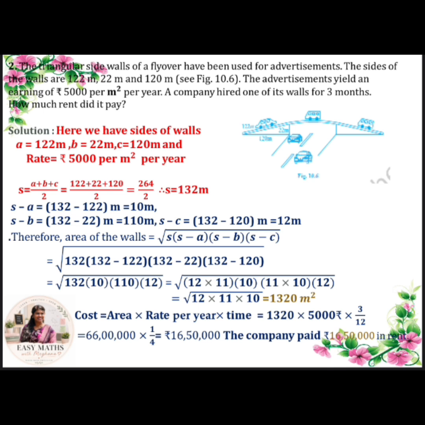Okay. So 1320 into 5000 is 66 lakhs. Into 3 by 12, which can be written as 3 ones are 3, 3 fours are 12, in the fraction form 1 by 4. If you multiply and cancel it, you will get rupees 16 lakh 50,000 as the answer. So the company should pay 16 lakhs 50,000. So this is regarding the second problem. Let us continue with the third problem in the next video.